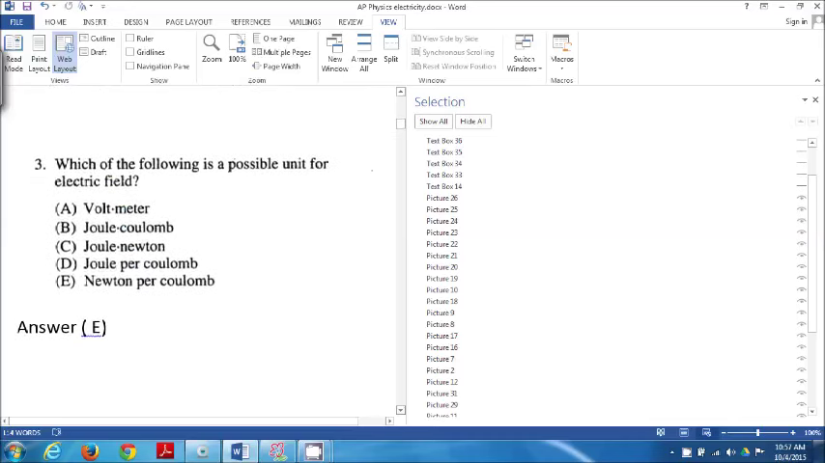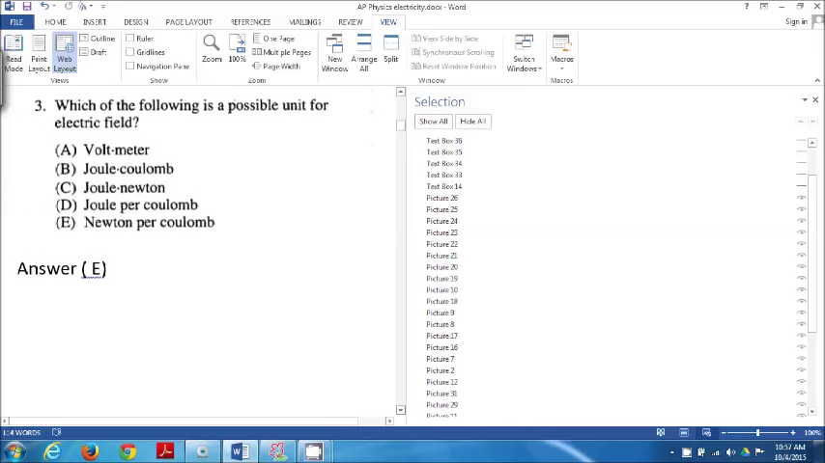Which of the following is a possible unit for electric field? Electric field is force per unit charge. The unit of force is Newton, the unit of charge is Coulomb. So Newton per Coulomb is the unit of electric field.